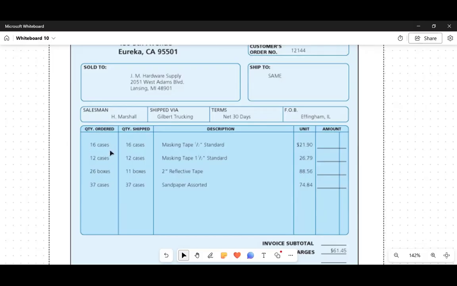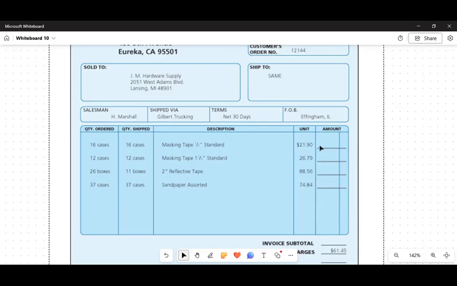We have 16 cases of tape, and it was ordered and shipped. So that means this is what we ordered, this is what they shipped. So everything was shipped except for, if you notice the third item, they must have been back ordered on some of that 2-inch reflective tape because they only sent me 11 boxes. Either way, I got 16 cases of half-inch. I got 12 cases of inch and a half. I got 11 boxes of 2-inch, and then I got 37 cases of assorted sandpaper.